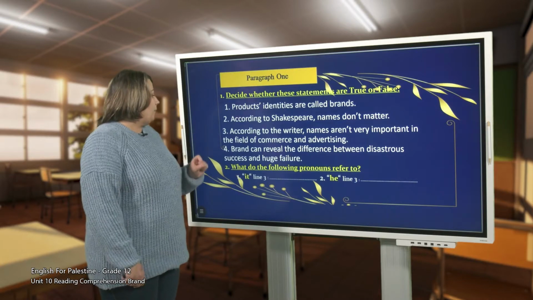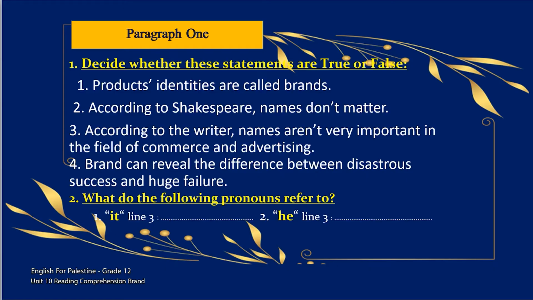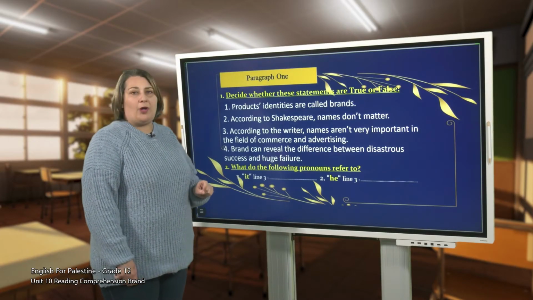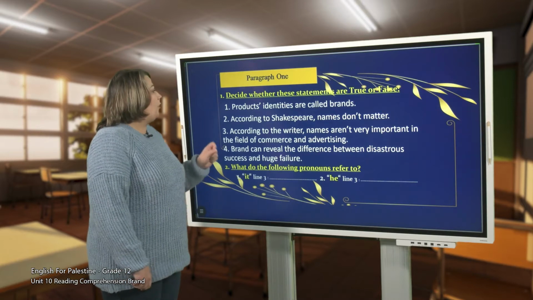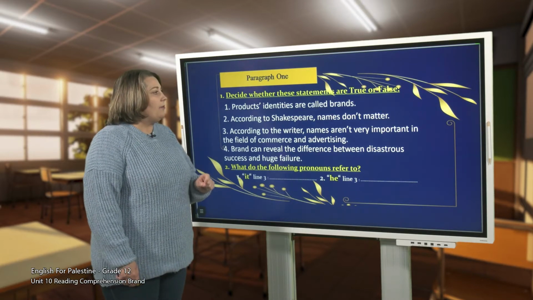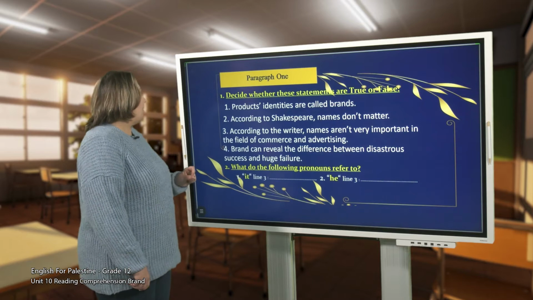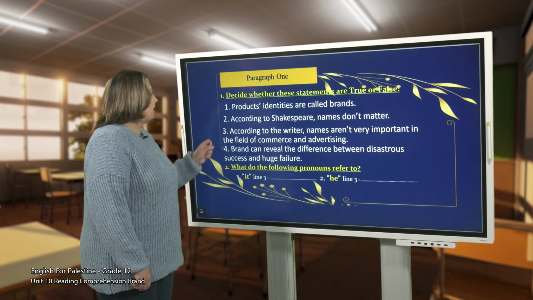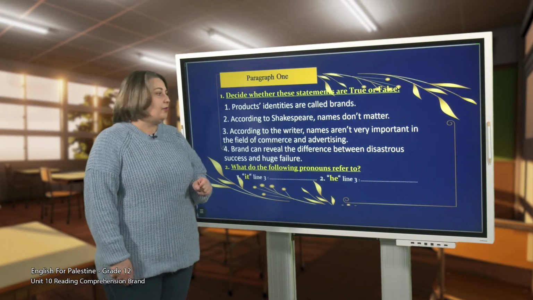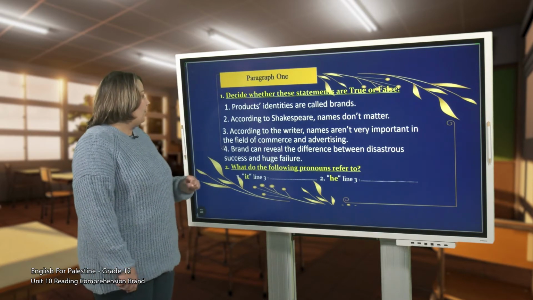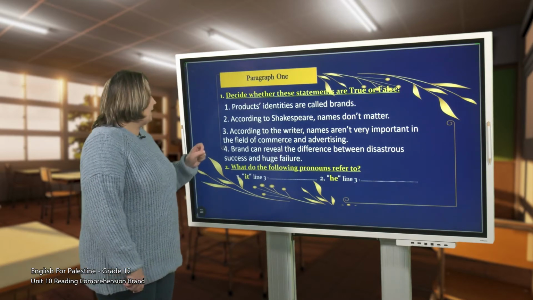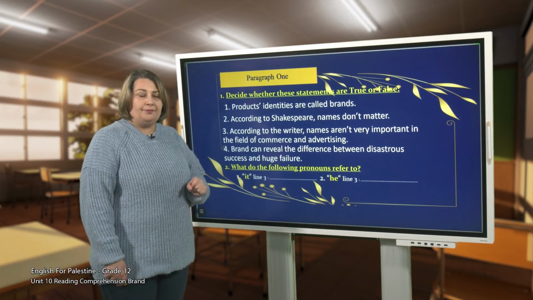Now, the first question is decide whether these statements are true or false. The first one, product identities are called brands. 2, according to Shakespeare, names do not matter. 3, according to the writer, names are not very important in the field of commerce and advertising. And number 4, brand can reveal the difference between disastrous success and huge failure.